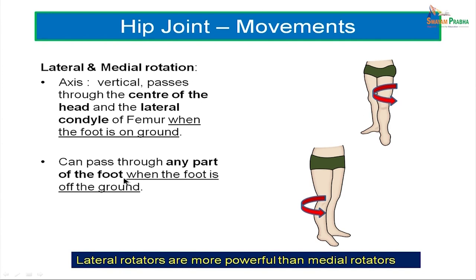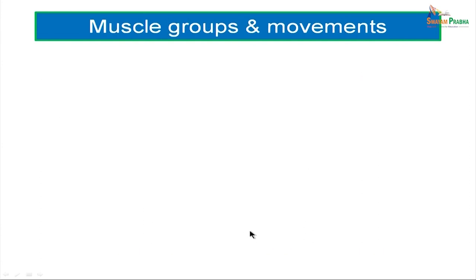So that is the three sets of movements which occur at the hip joint, namely flexion and extension, abduction and adduction, medial rotation and lateral rotation. We have seen that the extensors are more powerful as compared to the flexors. We have also seen that the lateral rotators are more powerful than the medial rotators. Now we will see the various muscle groups and movements which occur at the hip joint.